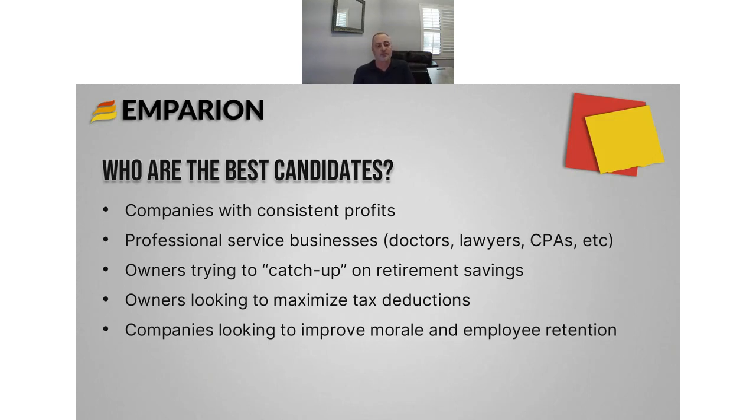Also, owners looking to maximize the tax deductions. Again, they might only make $200,000 to $300,000 a year, but they might be married to a spouse that makes $500,000 to $600,000 a year. So obviously, they're in a very high tax bracket. Even though they're lower income, those contributions might be able to save them more than 40%. And obviously, they do help people who have employees and are looking to improve morale and employee retention. A lot of people use them for employees as kind of a bonus plan and a bonus structure. So that helps out a lot.